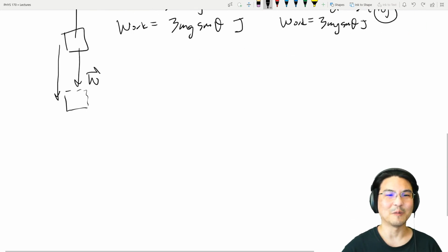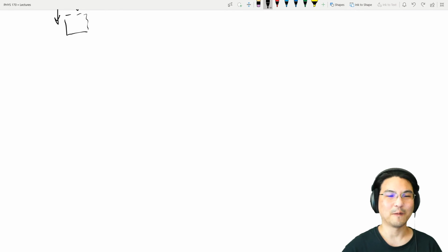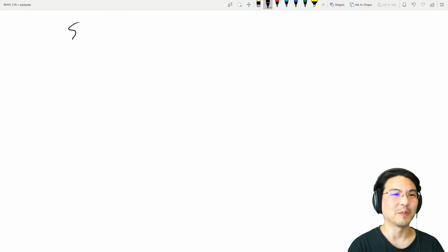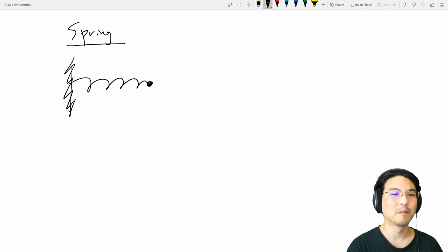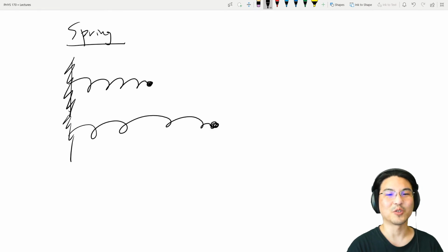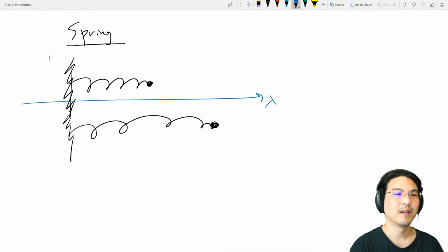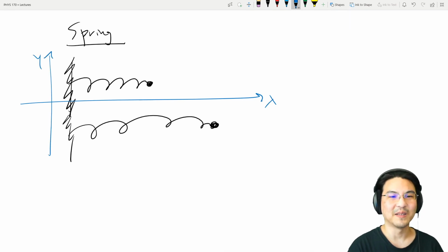Okay, now let's do one more example. If the force is variable, so instead of a constant force, what if the force is variable? And the perfect example we have is a spring. So let's say you attach a spring to a wall, and then you show up, I'll just draw it like a cartoon here, and you pull the spring, so you stretch it. So it's initially, let me pick coordinates, let's say it's initially here, some initial position, and then later here.